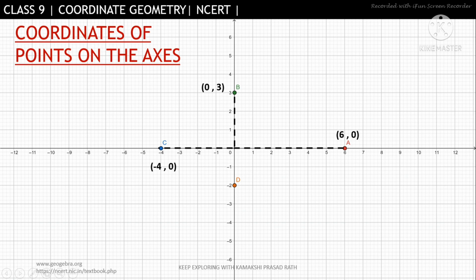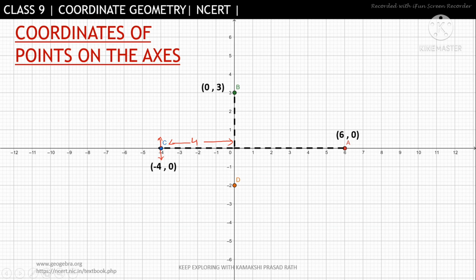We can find the coordinates of the point C: -4, 0. As we can see here, C is at a distance of 4 units from the y-axis, right? But it does not move either up or down. That means it is not moving along the y-axis, neither positive nor negative. Hence it is on the line, hence it is 0.